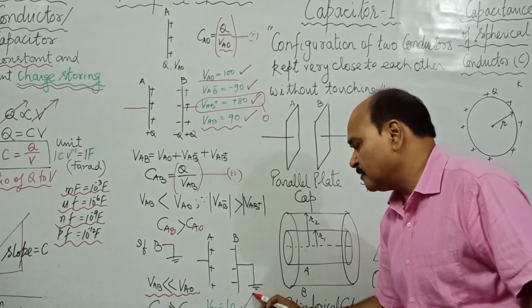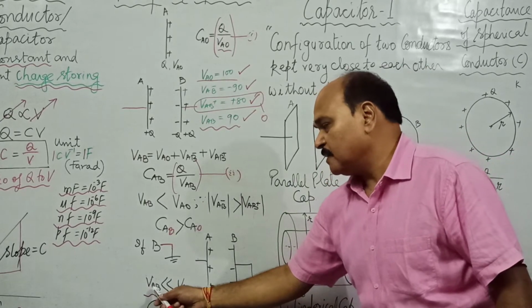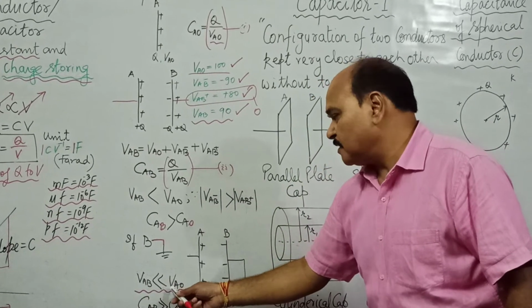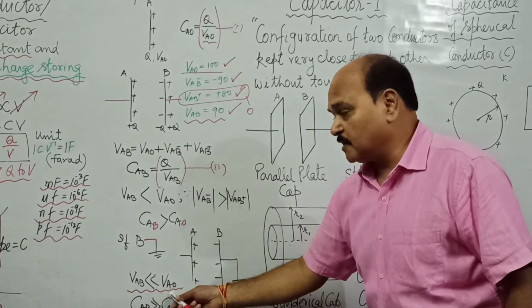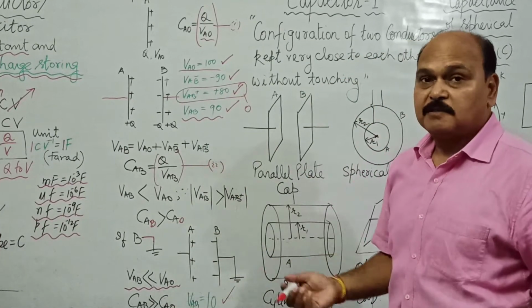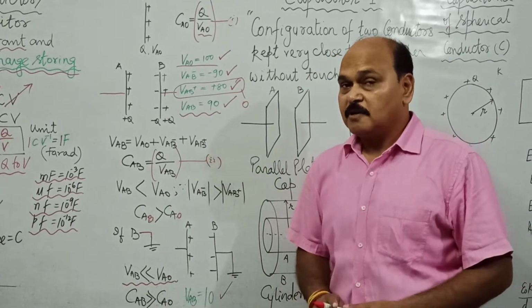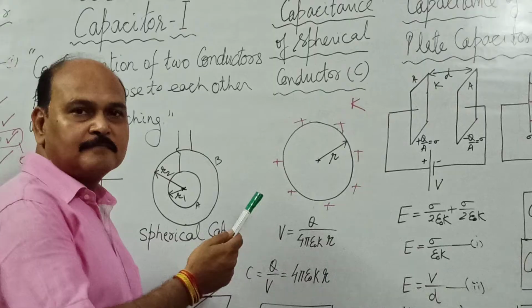10 unit. So when plate B is connected with earth, the potential of plate A becomes much smaller than the potential of plate A when it is isolated. Therefore, in this situation, the capacitance further increases drastically to very high values. So CAB is much greater than CA0. This is the principle of a capacitor.